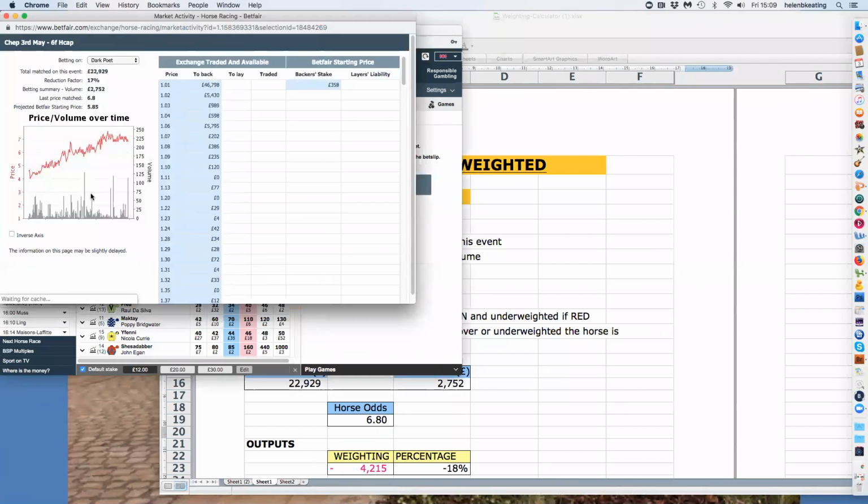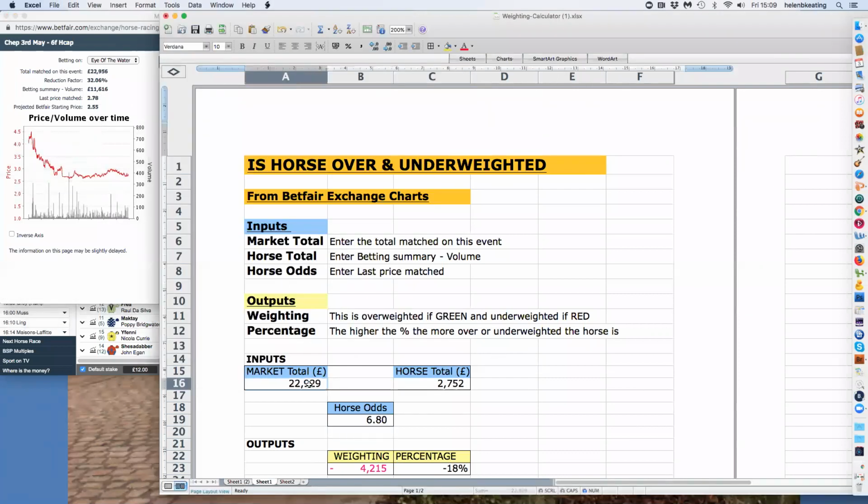I have the weight of money, and we can see, we'll put that in and we'll see what it says. 22,956, and it's 11,616, and the odds 2.78 last matched. And we can see a massively overweighted horse at the moment.